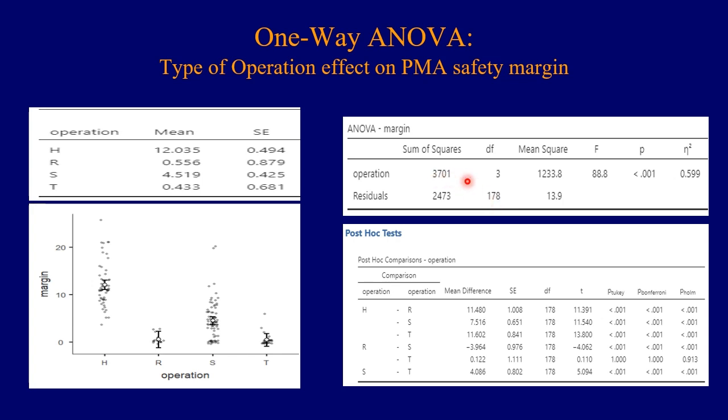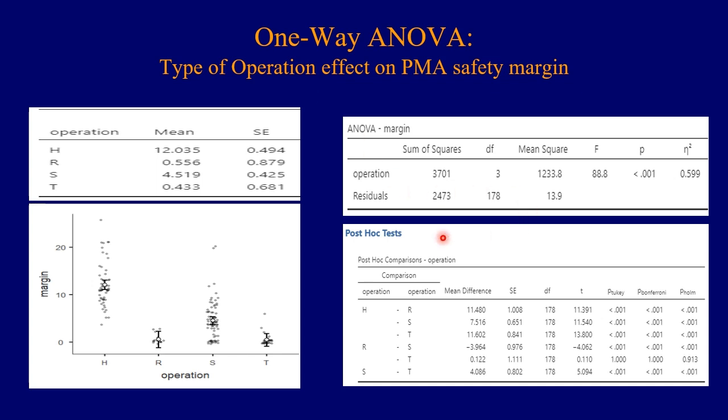So we divide the sum of the squares between the groups by 3 and it produces this number, and within the group by 178, and it produces a much smaller number. And the F, the statistic for the ANOVA, is quite high, and as you can see, it is very significant. Now, to the other 2 things I want to introduce here, this is the eta square, which is the effect size of the type of the operation on the safety margin, and it is almost 60% here, which tells you that 60% of the safety margin can be determined by the type of the operation.